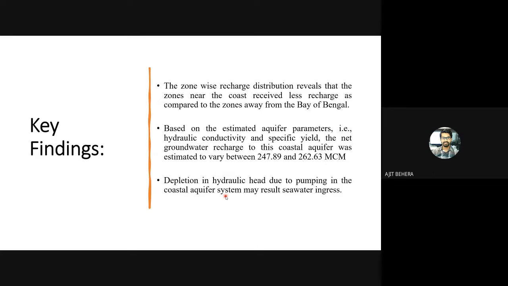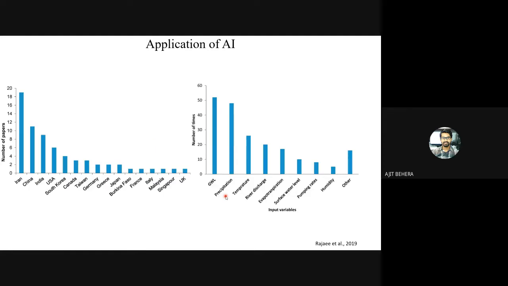We analyze these samples to know the hydrochemical or hydrogeochemical process. So based on all this information, then we prepare a conceptual model. But in case of AI, artificial intelligence, you can see it is a growing subject.